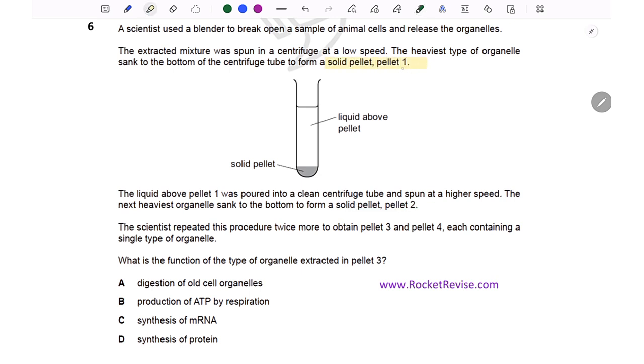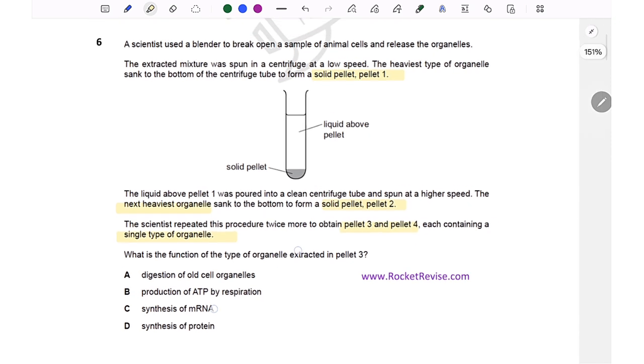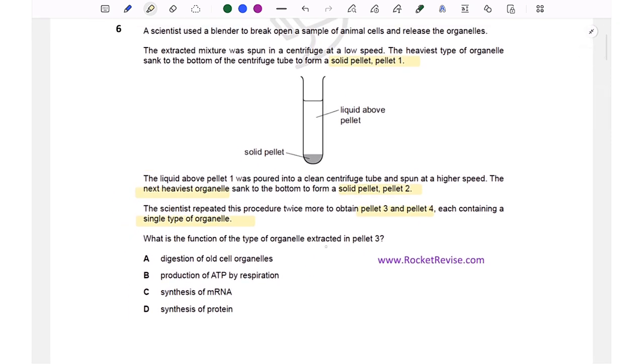So you have solid pellet 1 formed, and then the next heaviest is going to be pellet 2, and then you're going to repeat it twice more to get pellet 3 and pellet 4. So it's going from heaviest to lighter, each containing a single type of organelle. What is the function of the type of organelle extracted in pellet 3? So we need to know what is pellet 3, which is the third heaviest, and then we're going to be able to find out the function from there on. So let's just see what we've got here.